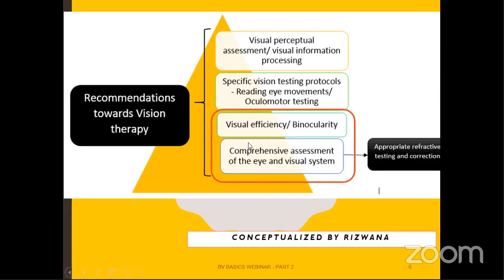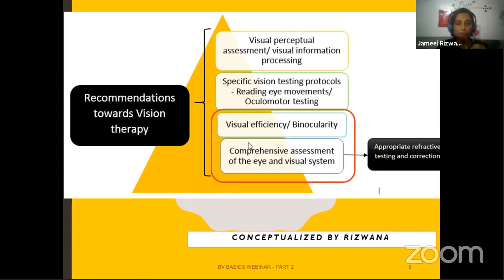Again, just to emphasize, appropriate refractive testing and correction is the key to the pyramid. If we fail to provide a proper refractive correction to the patient as the first step of management, then whatever you do may not really address the patient's visual issues or complaints, or even if you provide vision therapy, it may not sustain over a period of time. The findings that you derive from every part of this pyramid will provide you insights into how you can use vision therapy to help the patient.